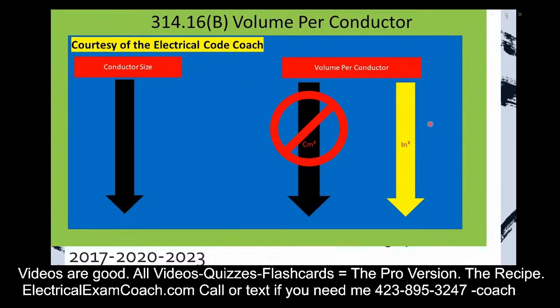It's 314.16b. And this one's very simple to understand. On the left-hand side is our conductor size. And on the far right-hand side is going to be our cubic inch volume. Every box can only handle so many wires and devices. And that's what we're going to learn in this lesson here today. Each box has so many cubic inches that you can fill, and each conductor and device takes up so many cubic inches of that box. Now, let's do some practice questions and get to it.